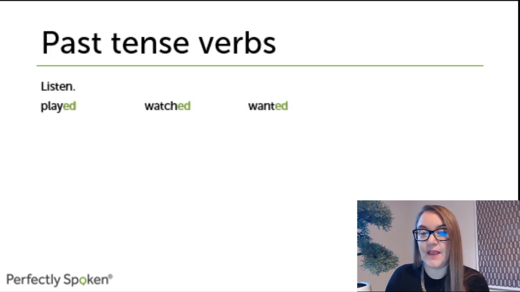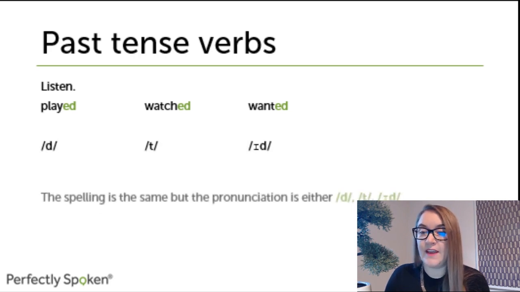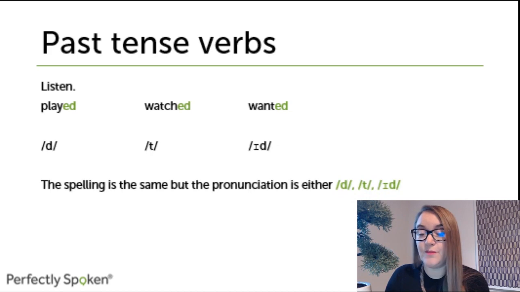Listen. Played, watched, wanted. Although they all have an ED spelling, the pronunciation, the sound you hear, is either D, T, or id. Listen again. Played, watched, wanted. Now you try.